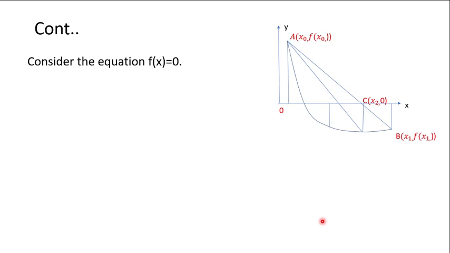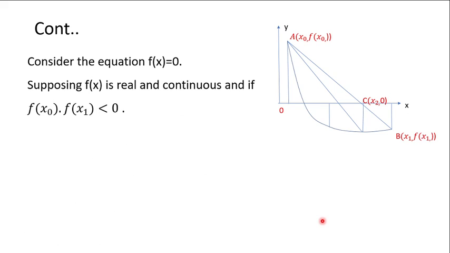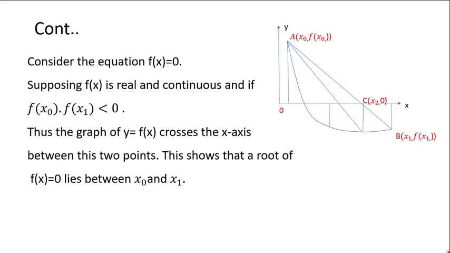Consider the equation f(x) = 0. Suppose f(x) is real and continuous, and f(x0) and f(x1) are of opposite sign, that is, the product of f(x0) and f(x1) is less than 0. Thus, the graph y = f(x) crosses the x-axis between the two points A and B. This shows that the root lies between x0 and x1.